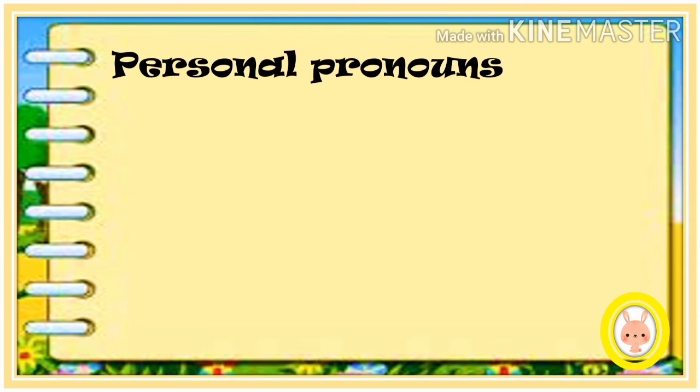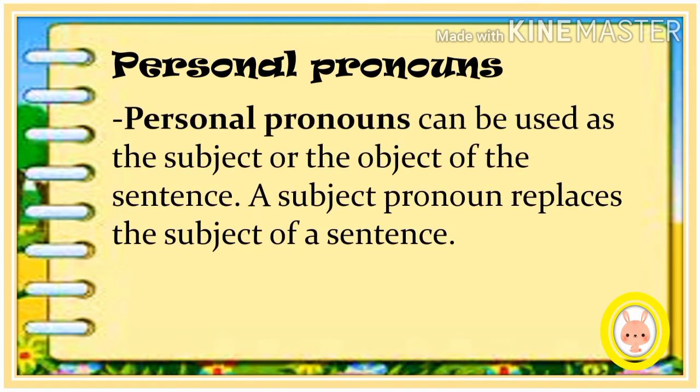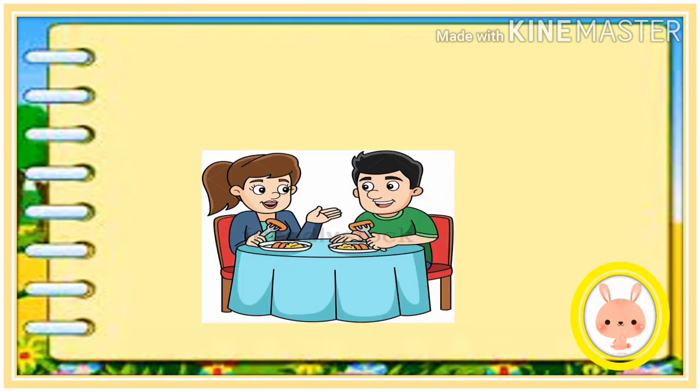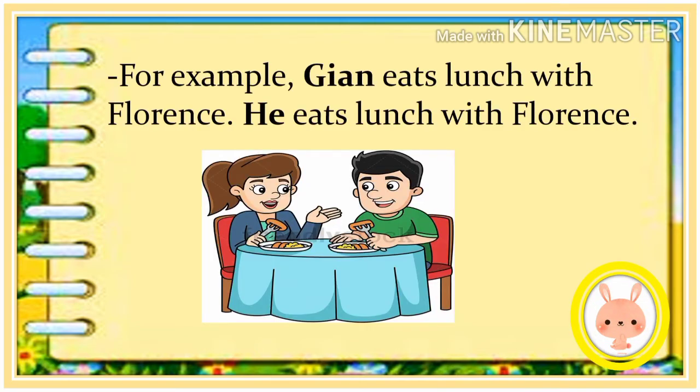Let's have the personal pronouns. Personal pronouns can be used as the subject or the object of the sentence. A subject pronoun replaces the subject of a sentence. For example, Gian eats lunch with Florence. He eats lunch with Florence. So as we can see in this example, Gian is a noun and we replace the noun with a pronoun, he.